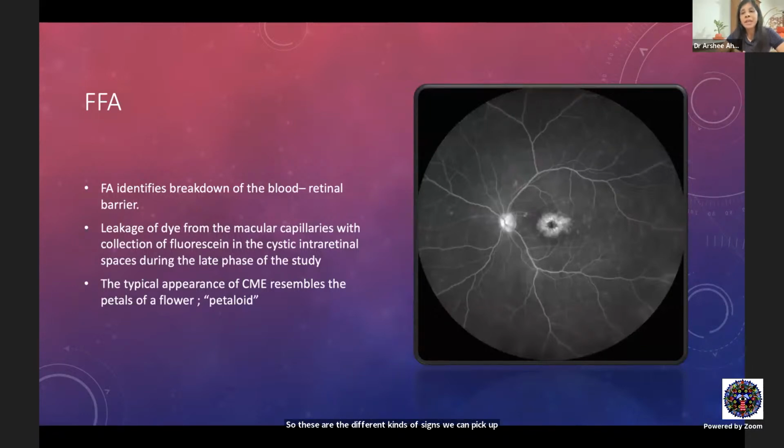Fundus fluorescein angiography, of course, is also important because it identifies breakdown of the blood retinal barriers. When there is a breakdown, the dye will leak from these inflamed capillaries or through the RPE. And when it leaks around the macular capillaries, it collects in this classical flower petal kind of arrangement, which is called the petaloid pattern. This is usually visible in the later phases of the angiogram.